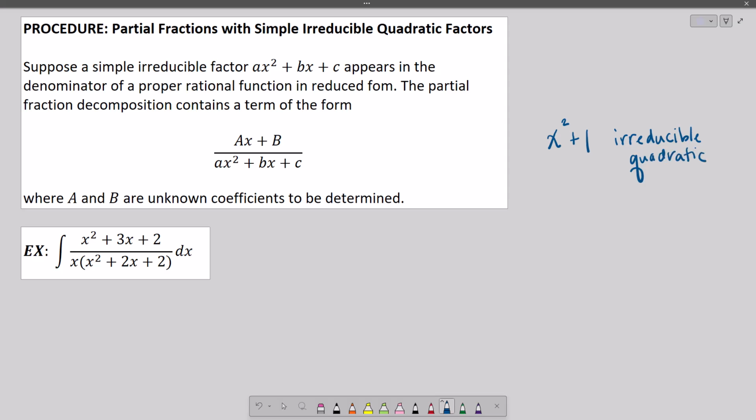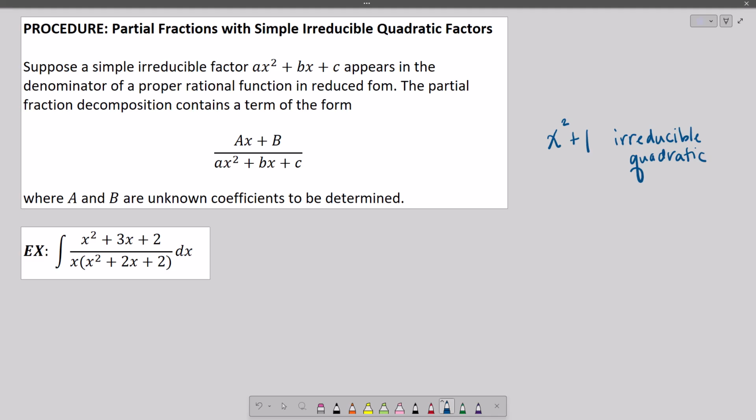So when we do our factorization of the denominator, if we factor as far as possible, we're always going to end up with linear and irreducible quadratic. Those are the only two types that we can end up with. Now, we already know what to do if it's linear. If we have a linear factor, we put a constant in the numerator to build our partial fraction.